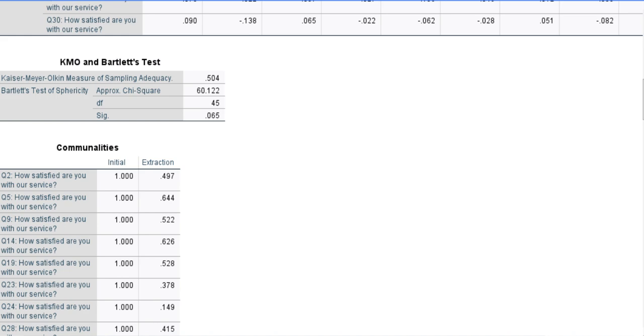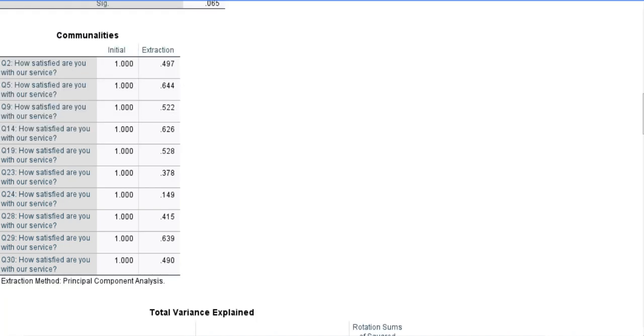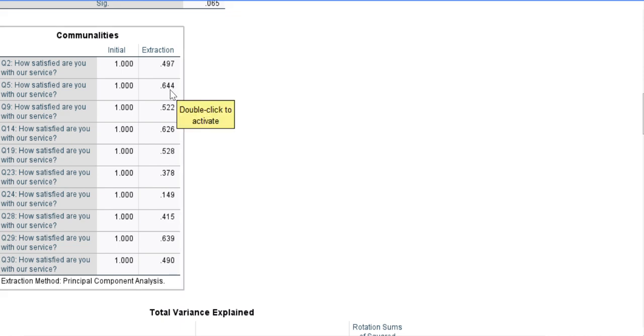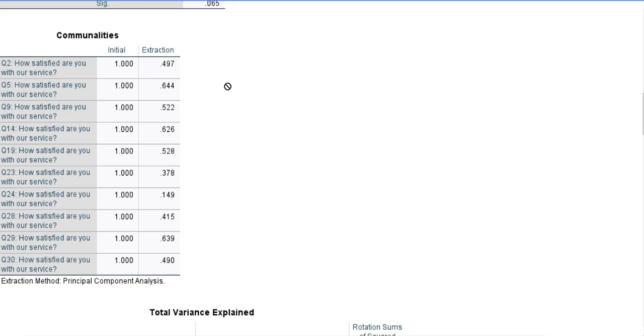As for Bartlett's test of sphericity, you see the significance is over 0.05. It's actually 0.06, so we're safe there. There is sphericity confirmed. Next is our communalities test, and this shows the weight that each question carries in the test. It looks like our weightiest one after extraction is question 5 with just over 0.6.